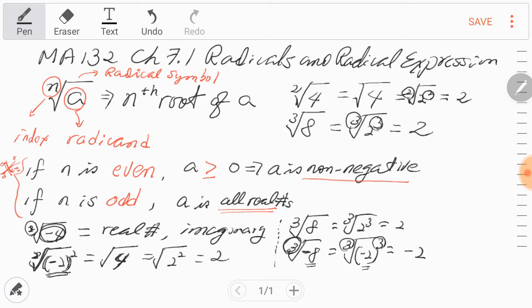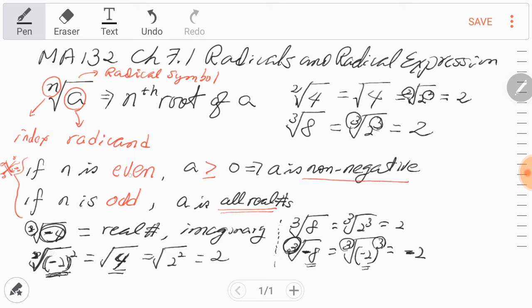So if the index is odd, the radicand can be positive or negative. If the radicand is negative, then the result is negative. If the radicand is positive, then the result is positive. But if the index is even, then the radicand always has to be positive, and the result is positive. If the radicand is negative, then this is not a real number, it's an imaginary number. We will do imaginary numbers in later sections, so let's not talk about them now.